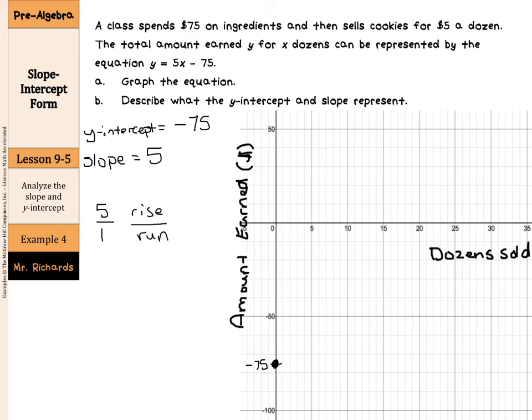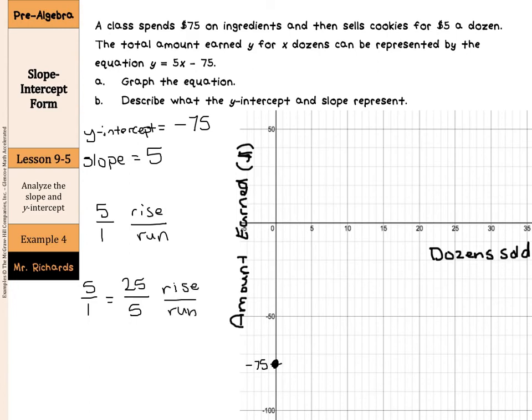Well, how would that work? Well, if we want to convert our 5 over 1 into something with the run of 5, how could we do that? Well, it's almost like equivalent fractions. 1 times 5 is 5, so 5 times 5 would be 25. That's an equivalent slope, just like it's an equivalent fraction. 5 over 1 is the same thing as 25 over 5. So what if we had a rise of 25 every time we had a run of 5?